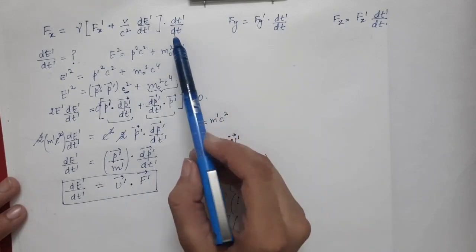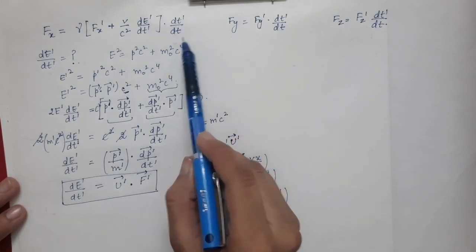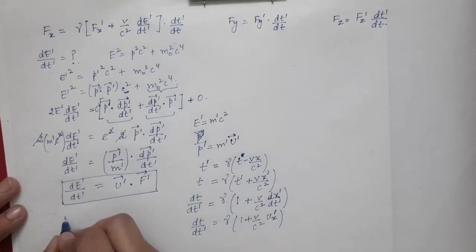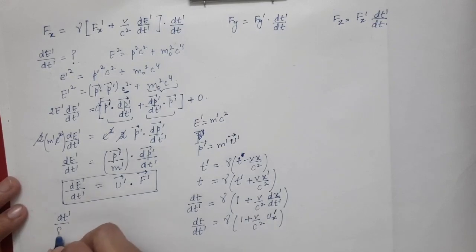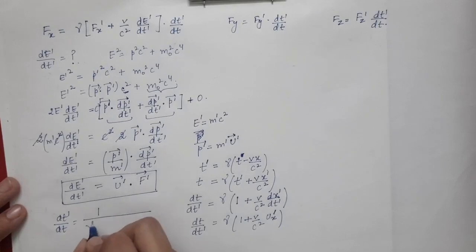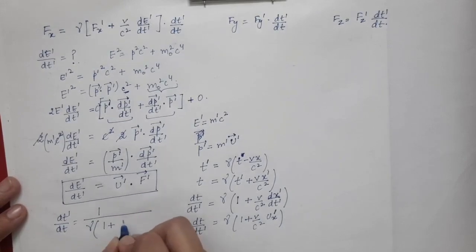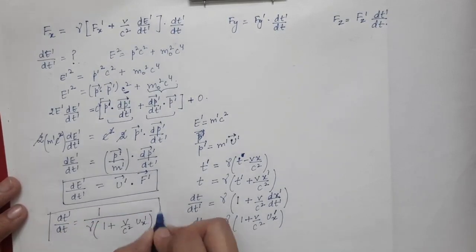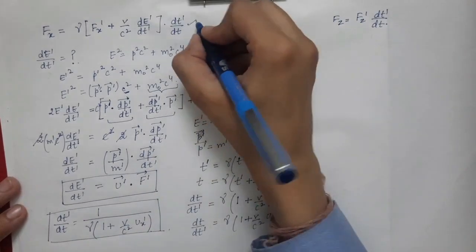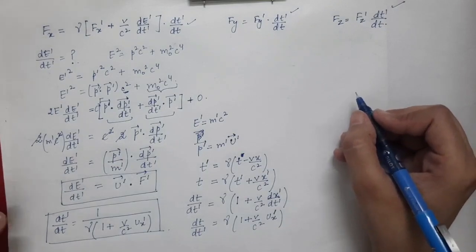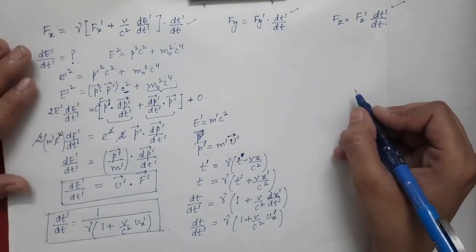But in these expressions, we want to find dt'/dt. We have found the expression of dt/dt'. So what will be dt'/dt? That will be just the reciprocal of this one, equal to 1 divided by γ(1 + v ux'/c²). Now we are going to substitute these expressions in these three equations. When you substitute, you will get the final result, which you can solve by yourself.